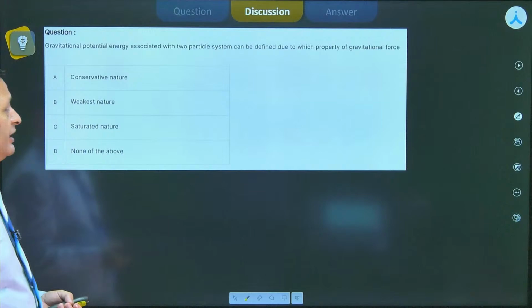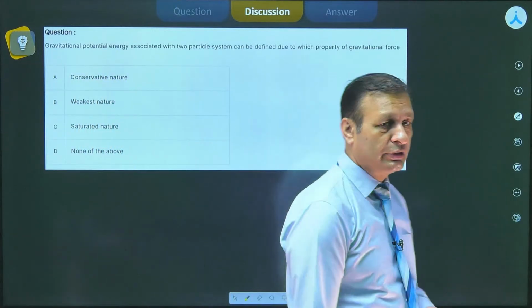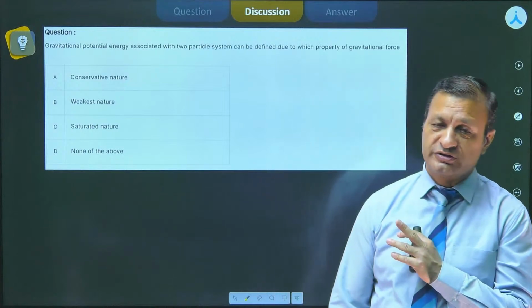Gravitational potential energy associated with a two-particle system can be defined due to which property of gravitational force?